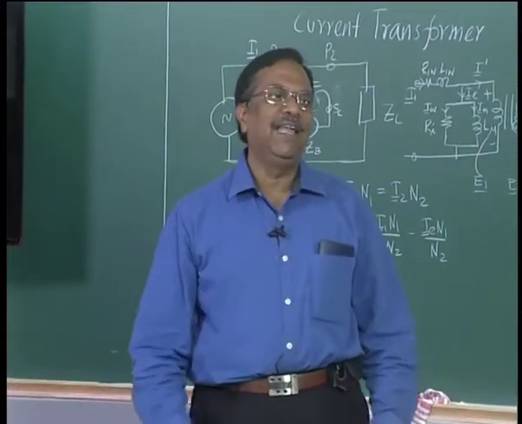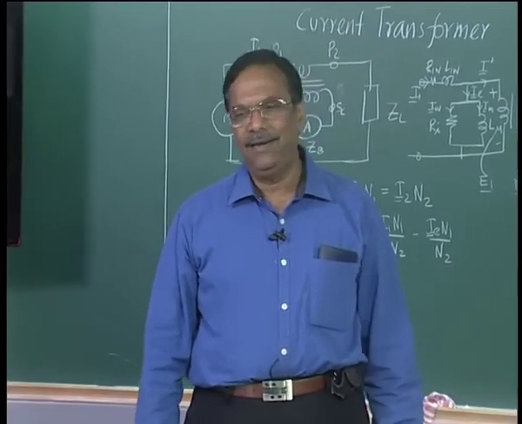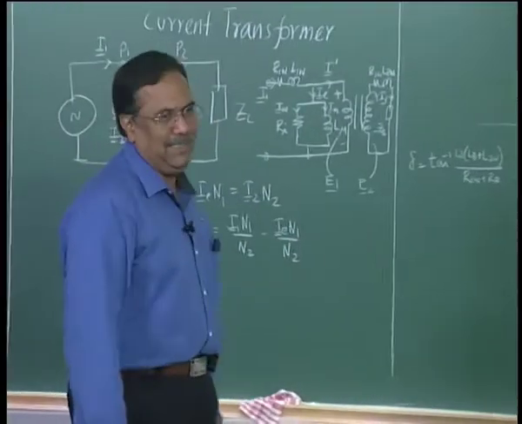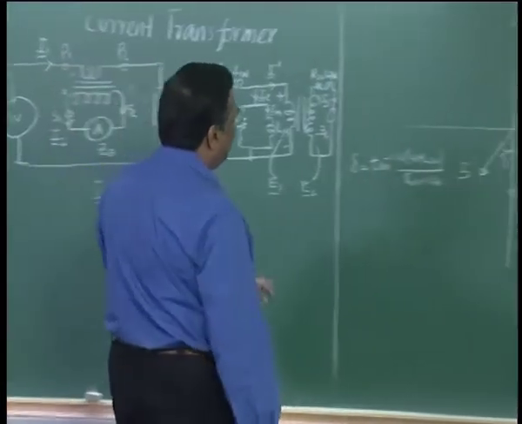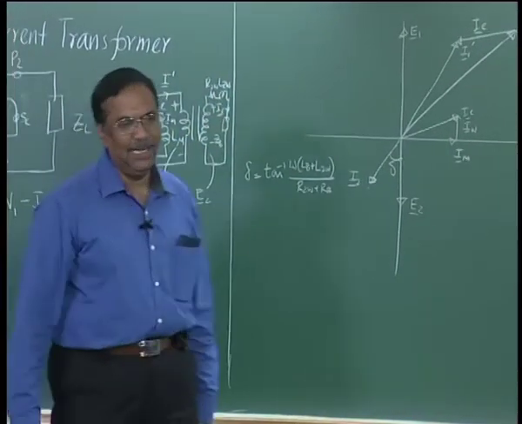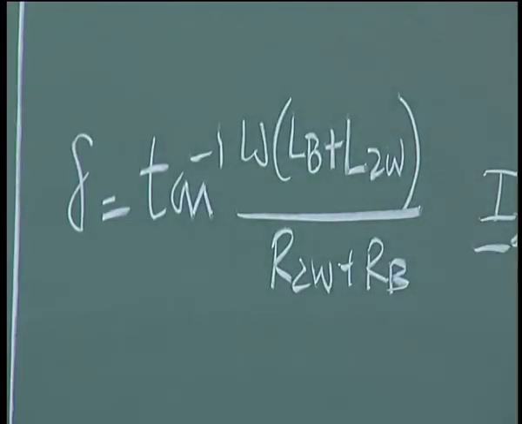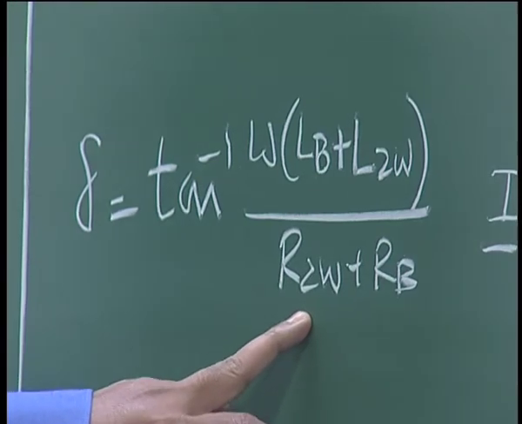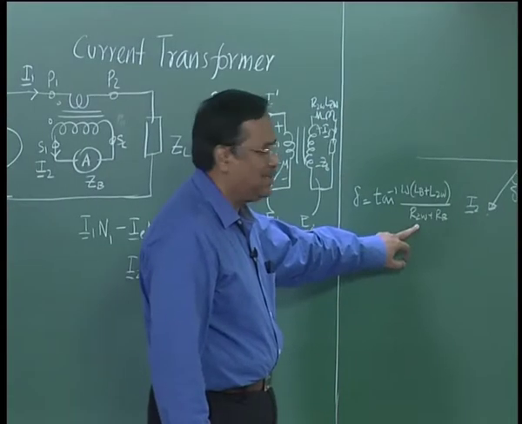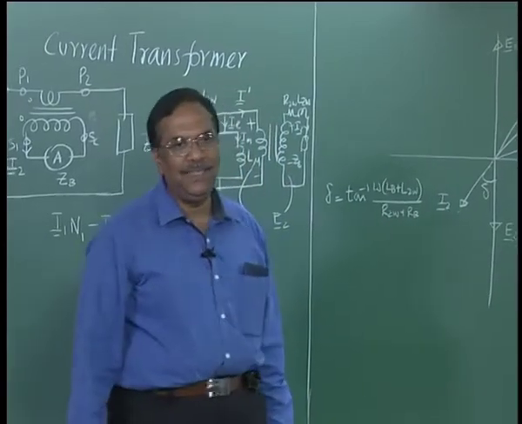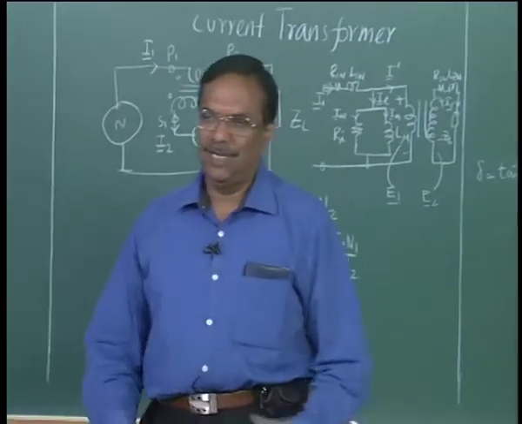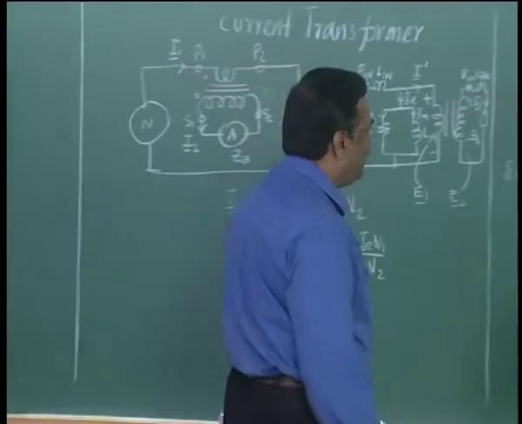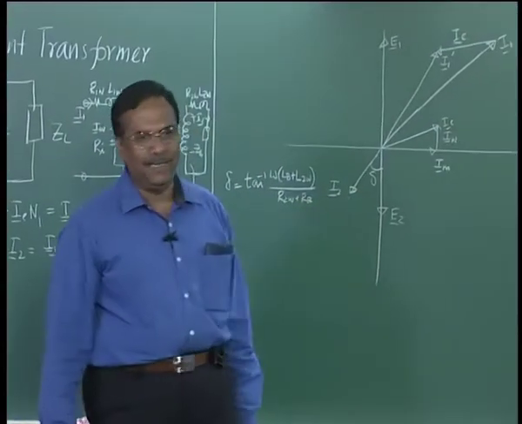If it is capacitive, then I will have to put 1 by C, and it becomes minus 1 by C, right. L2W is the leakage inductance of the secondary winding, and the resistances in the secondary circuit are the secondary winding resistance R2W and the resistance of the burden RB, right. So, we call this the secondary power factor angle delta.